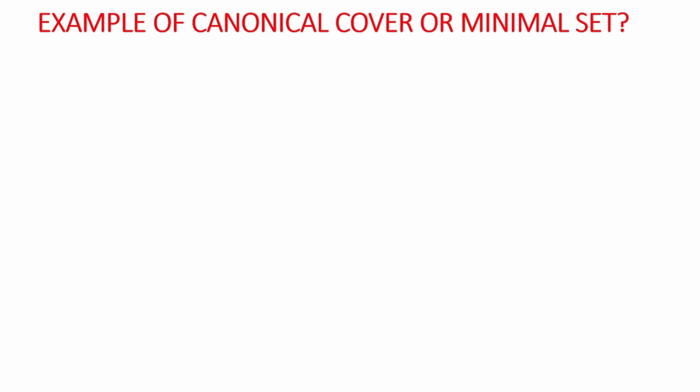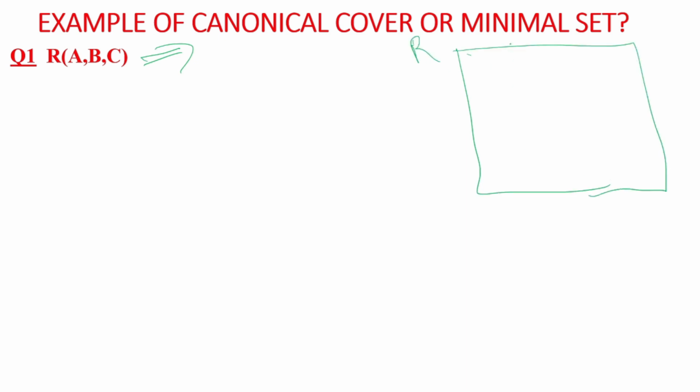So, an example of canonical cover or minimal set. This is how the question will be given. Now you have R with A, B, C in brackets. What is the meaning of this? Meaning you will have a table like this. Table name is R and it has 3 columns. And column names are A, B and C.